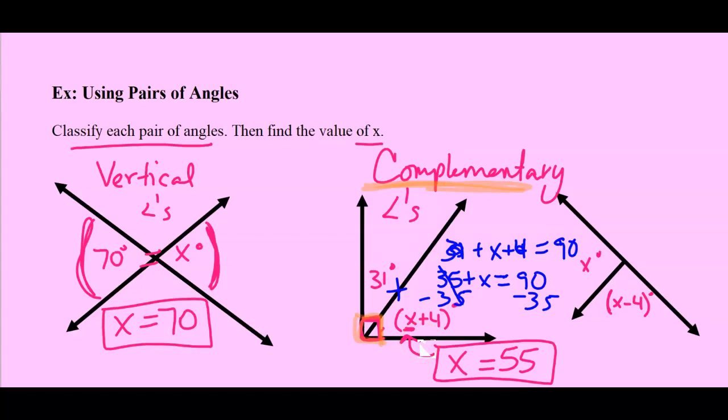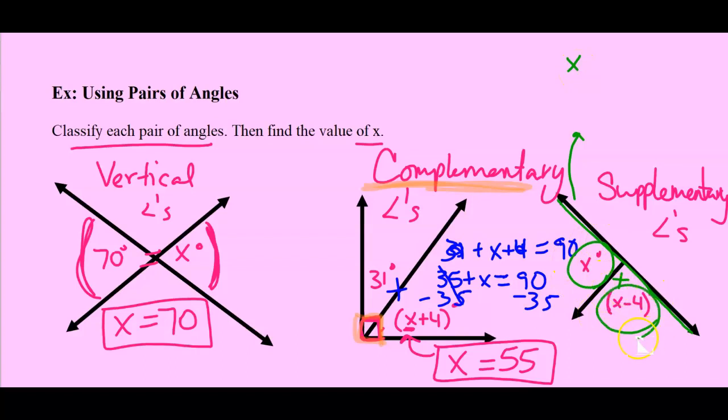Taking a look at this third diagram, we have two angles that form a straight angle, or in other words, 180 degrees. That again is what we call supplementary angles. So these are a pair of supplementary angles, which means they add up to 180 degrees. So once again, we can form our equation, and I'm going to put the equation up here in order to help us solve a missing value. So we have x plus this angle, which is x minus 4. Those added together are equal to 180 degrees.